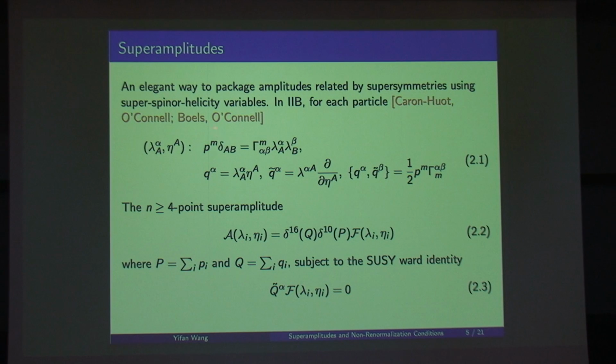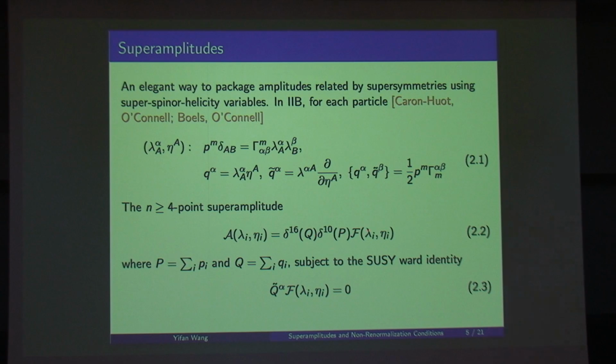Using this convenient set of spinor-helicity variables, it's very easy to write down superamplitudes, which are solutions to the supersymmetric Ward identities in this type IIB supergravity, and they all take this form. Okay? So there's a simple generalization of the usual momentum conservation in this supersymmetric case, which is this delta 16 of Q. So you can think of it as a product of all 16 components of the supercharge Q. And I should emphasize that this Q here is the sum of the individual supercharges, so it's just a direct generalization of the total momentum conservation here.